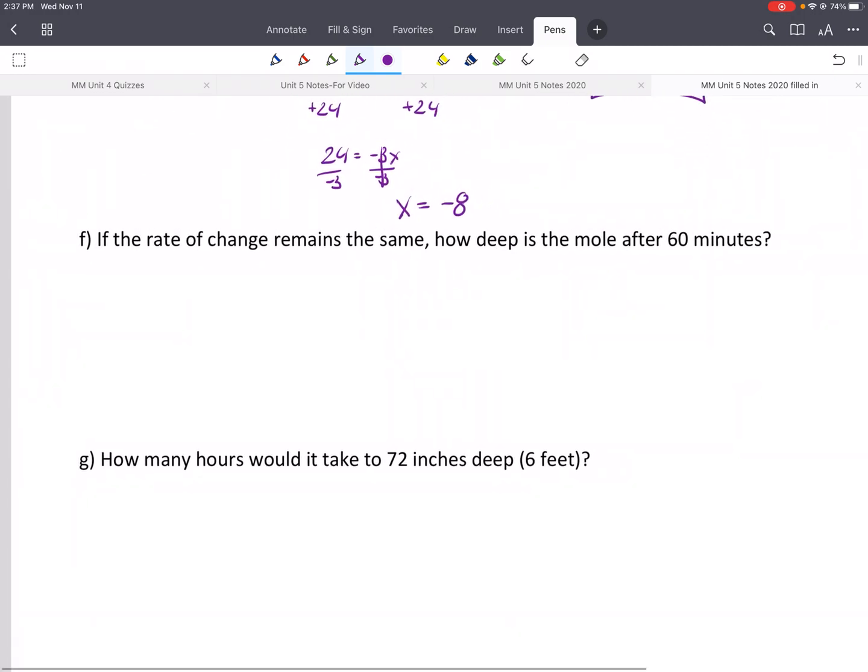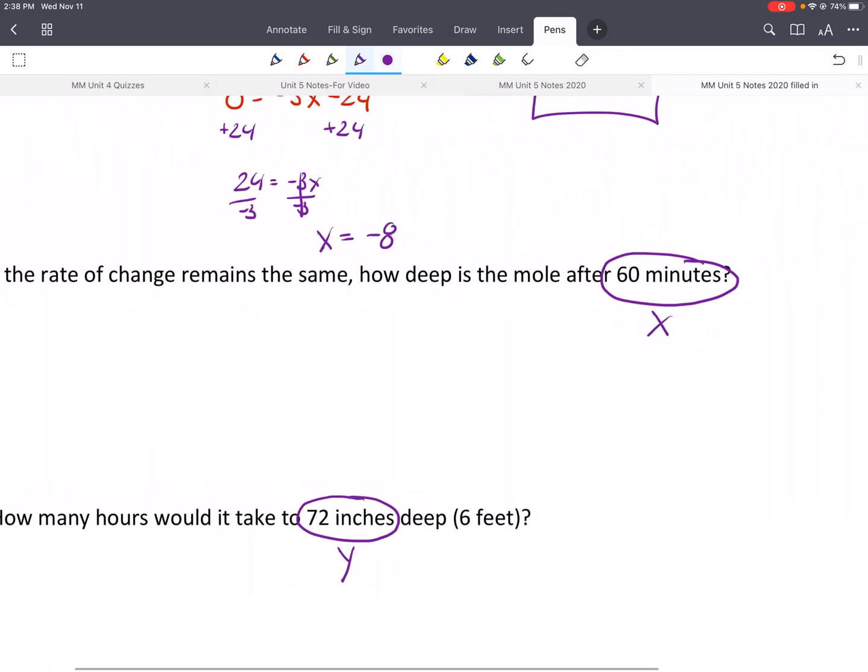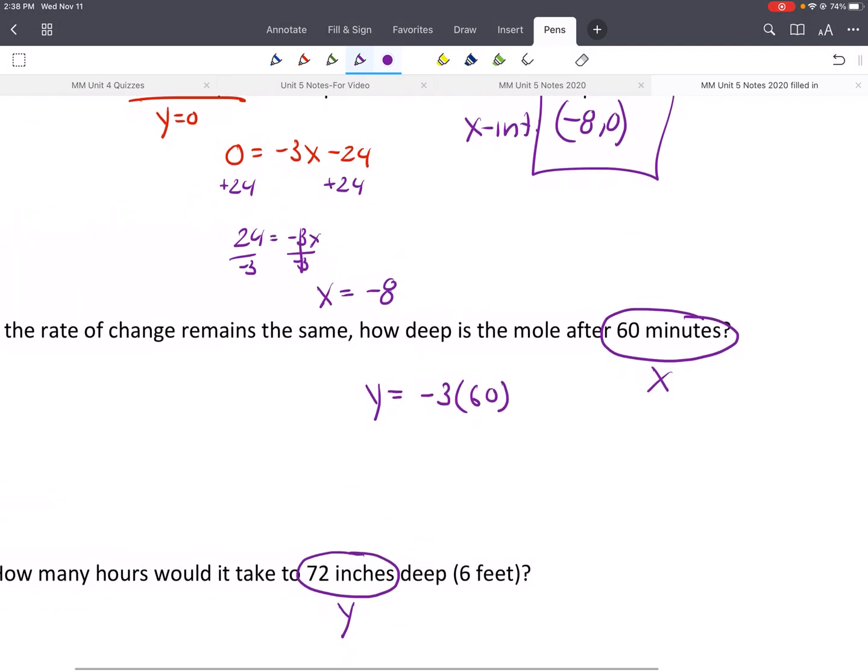All right, now we're going to use our equation to find these two things. Again, if they are giving us time, we're going to plug that in for x, and if they give us our y, our inches, that's going to give us our y. So we'll use our same equation, which was y equals negative 3x, where x here they say is 60 minutes. We'd want to see what happens after 60 minutes. And then, what was it? Minus 24.